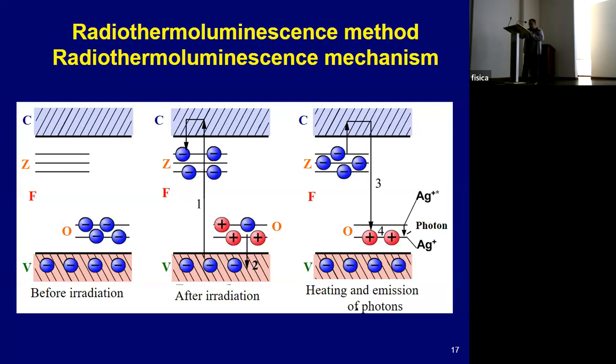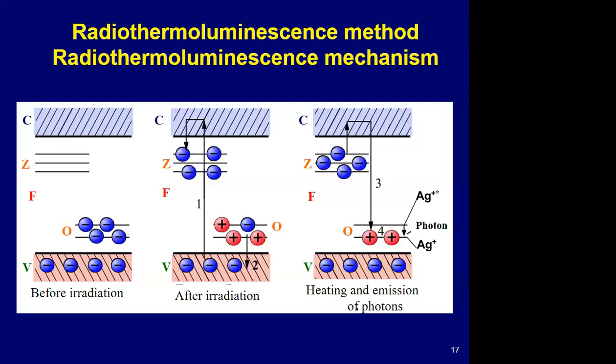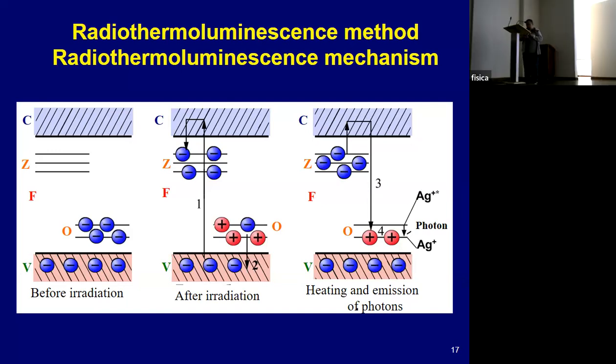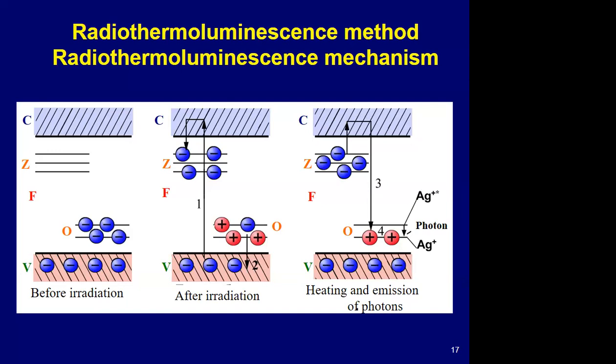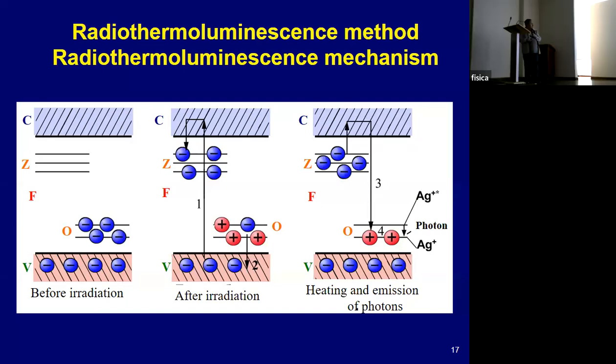Under the action of ionizing radiation, equal amounts of positive and negative charge carriers are formed in a substance. In this case, as a result of the photoelectric effect, electrons from the valence band can pass into the conduction band, condition 1, and then be localized on the capture levels Z. This is the second condition here.